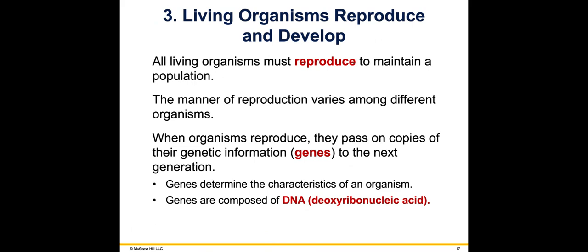When organisms reproduce, they pass on copies of their genes to the next generation, and the genes will determine the characteristics of the living thing. Genes are made of DNA, and the big long word for DNA is deoxyribonucleic acid. That's a mouthful, so it's totally fine to just call that genetic material DNA.